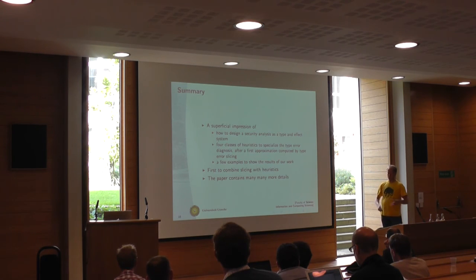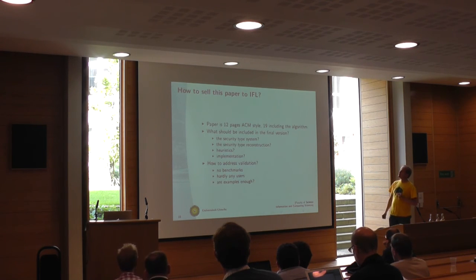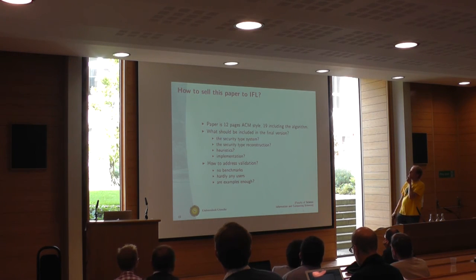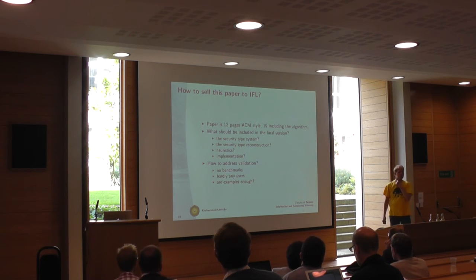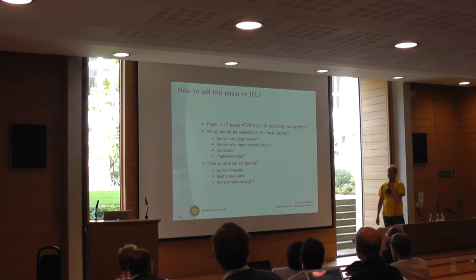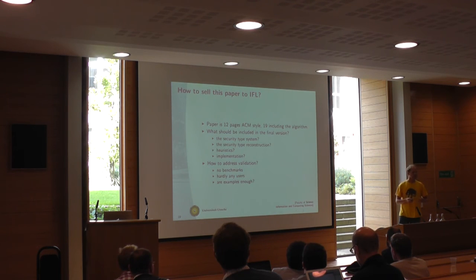And of course, the paper contains many more details, which leads me to how to sell this paper to IFL. The paper in its current form is 12 pages ACM style, and if you include the algorithm, our variant of algorithm W, with all the word list and so on, it's 19 pages ACM style. And that won't fit. Probably we can save a few pages here, but 15 or 16 pages LNCS style is about 9 pages ACM style.